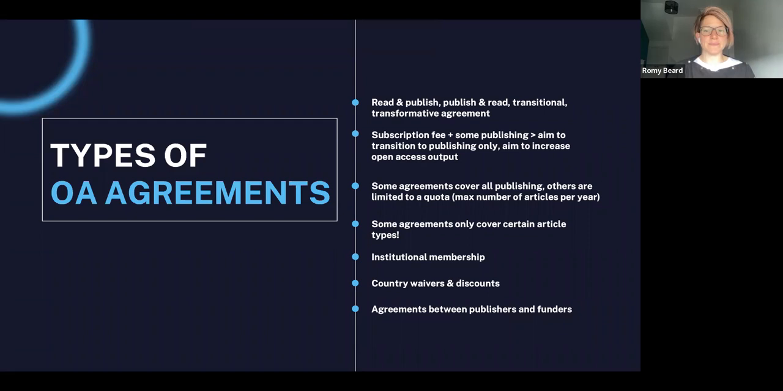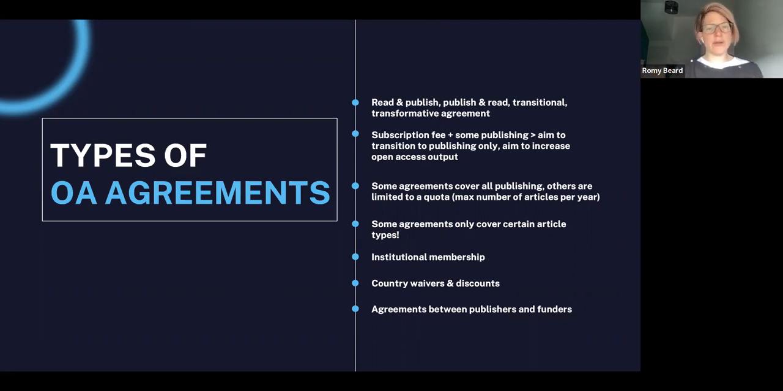And some agreements cover all publishing, others are limited to a quota, for example, a certain number of articles per year. Some agreements only cover certain article types. So there's quite a lot of variety within the agreements, and we'll look at one sample agreement in detail. But this is just to give an idea of the breadth that you might encounter.